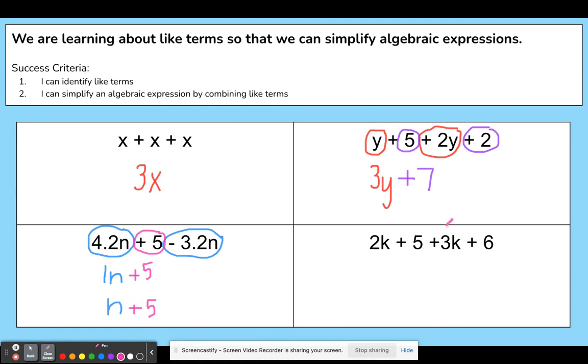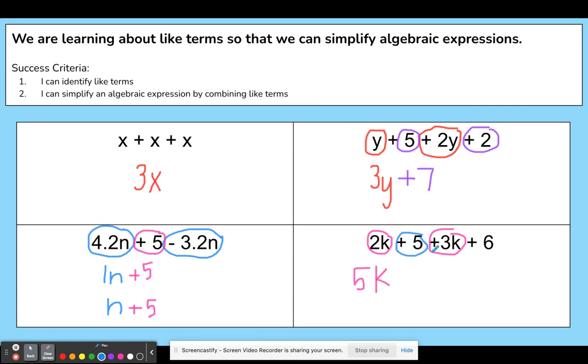Last one. My first thing is a 2k. Go through and look for something else with a k. I have 2k's plus 3k's. How many k's is that? 5k's. Let's go to the next term that hasn't been circled.